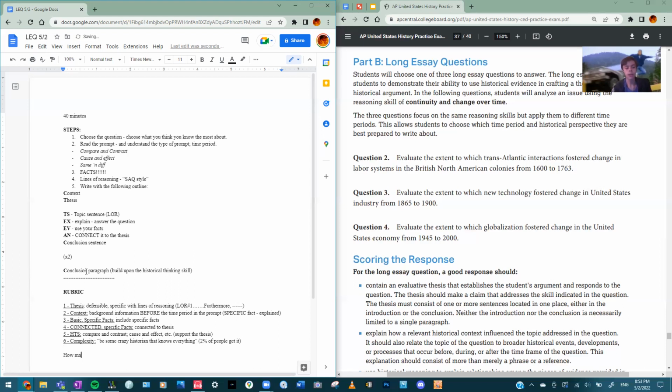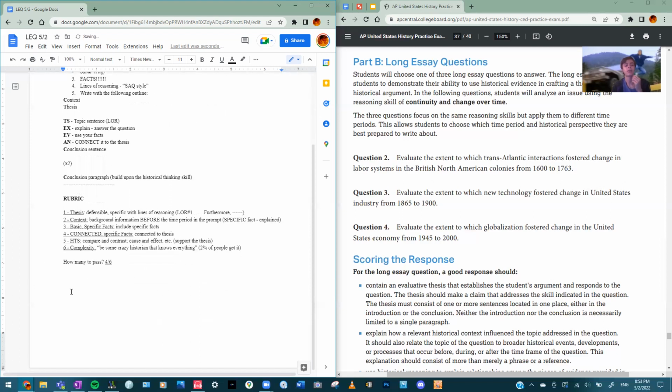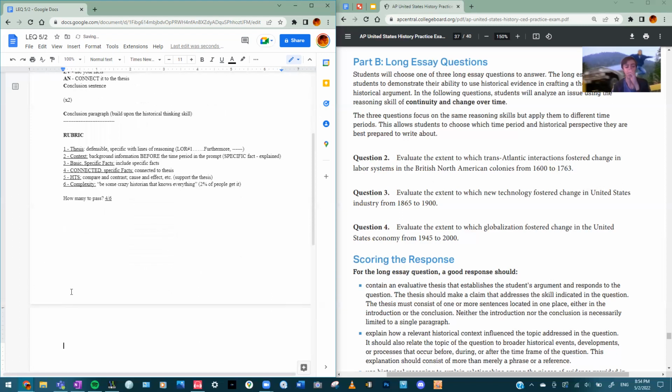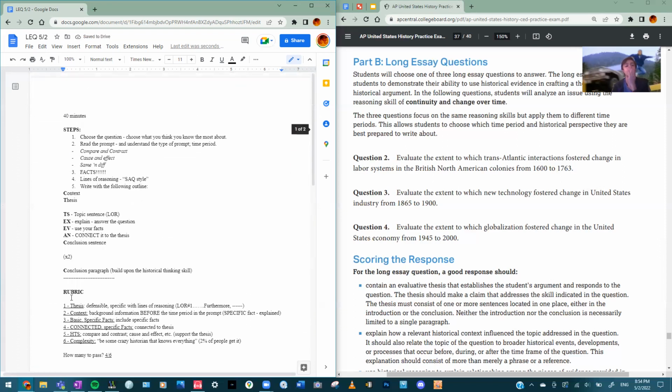Now, how many to pass? All right, well, assuming that you do average on everything else, 4 out of 6 is what you need to at least get. What is the average? 2 out of 6. So you got to be careful. All right, so that is the background information for the LEQ. Finally, I'm not going to write a LEQ, but I'm going to show you the process and what I would do.